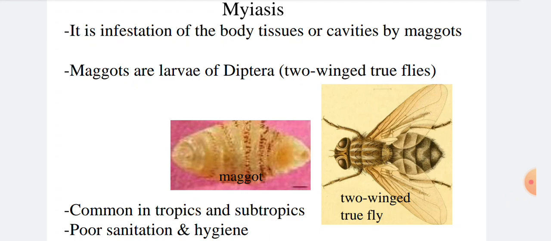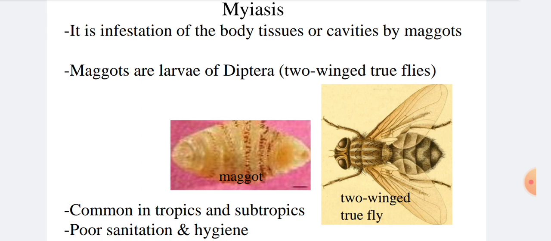It is about myiasis. Myiasis is infestation of the body tissues or cavities by maggots. Maggots are larvae of Diptera, two-winged true flies. The picture on the right hand side is a two-winged true fly, and the picture on the left hand side is of a maggot.